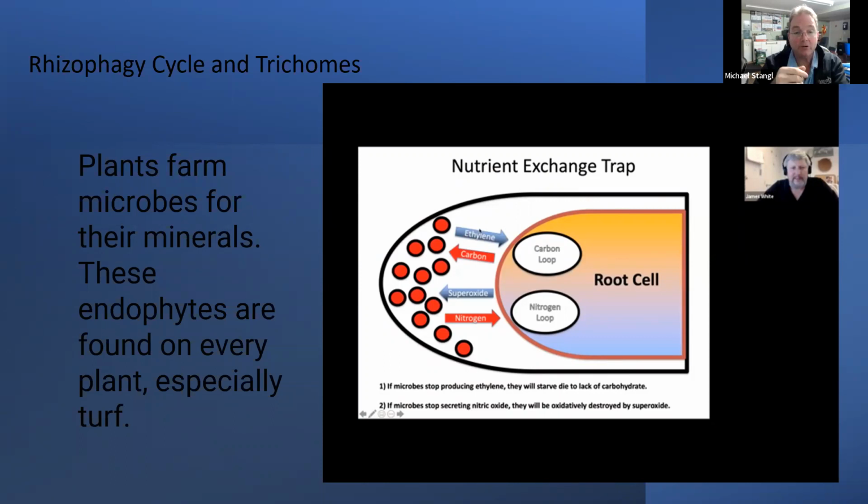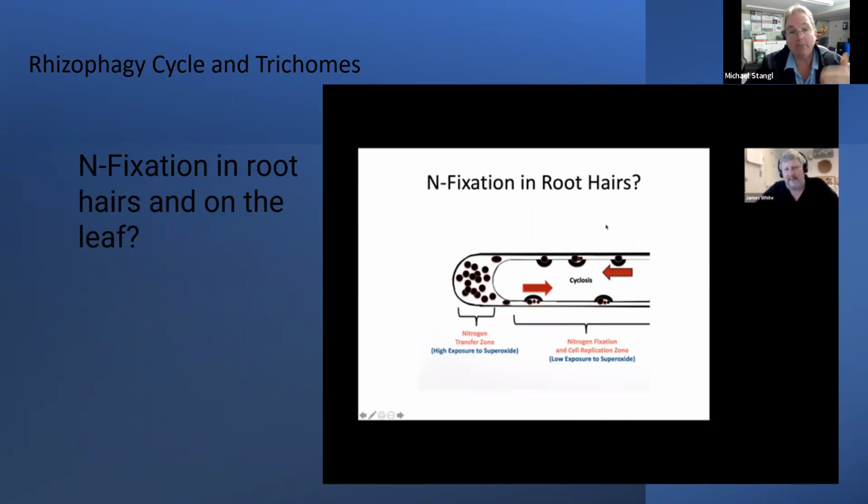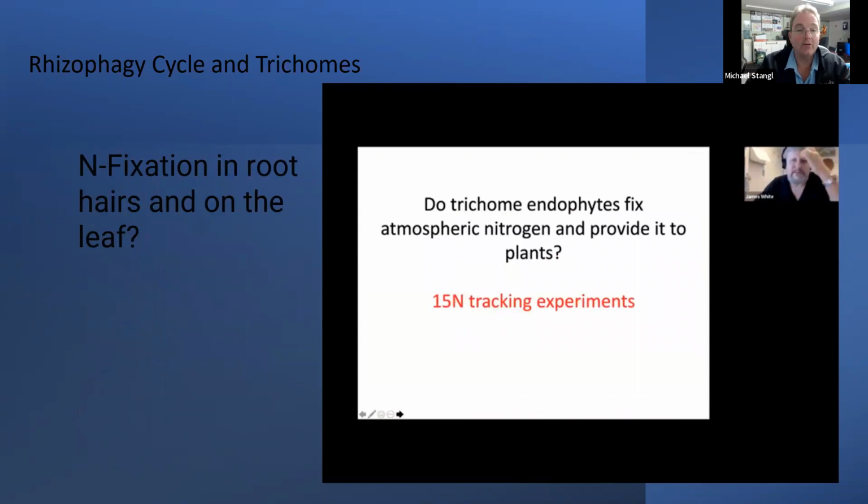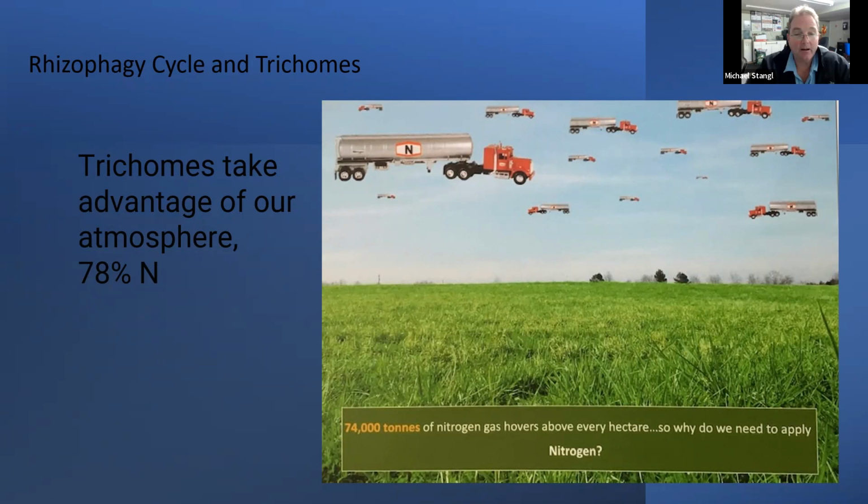You've got 78% of the atmosphere N2. So yeah, here I am saying it again. Again, go look at that video. They tracked it. They figured it all out. This is the one I wanted to get you to. 78% of the atmosphere, 74,000 tons, is nitrogen, and it's free. If an alien came to this planet, they would think we're nitrogen-based, not oxygen-based.